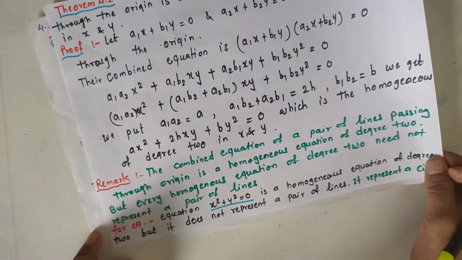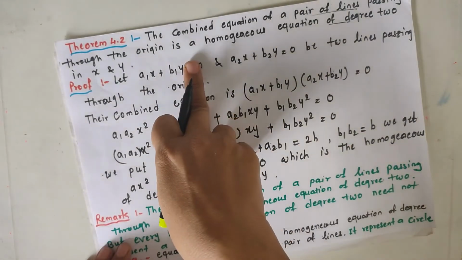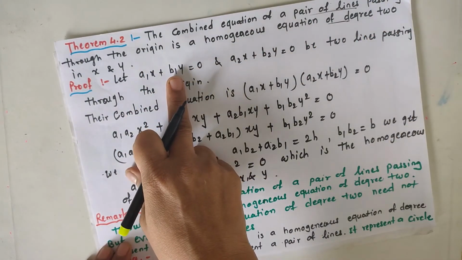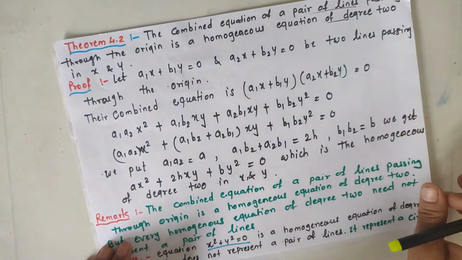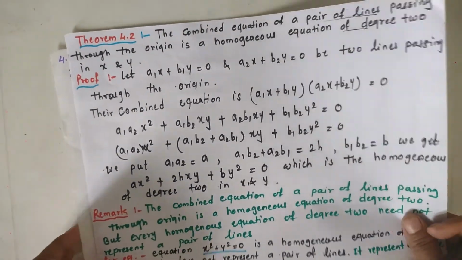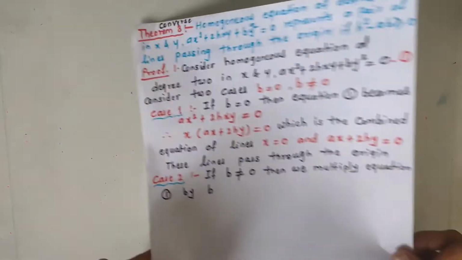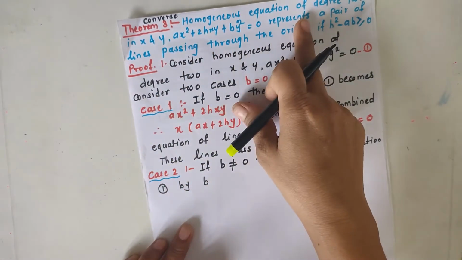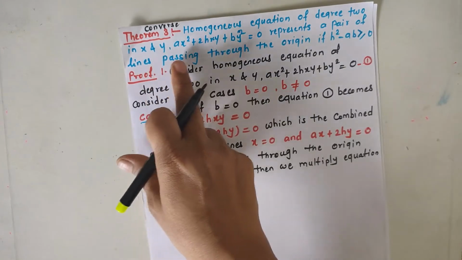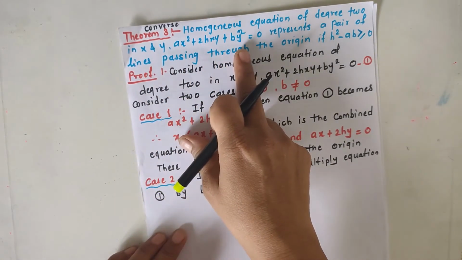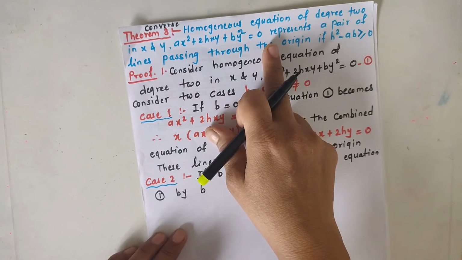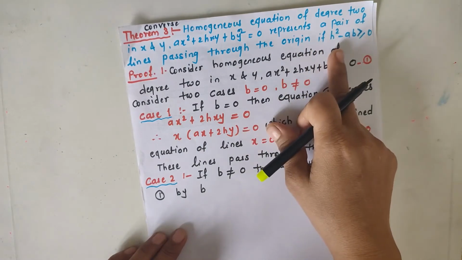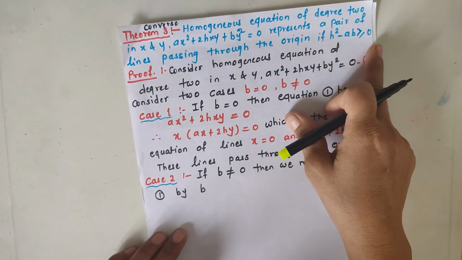So the next theorem is the converse of this theorem. Converse of this theorem is that a homogeneous equation of degree 2 represents the combined equation of pair of lines. So let's see the next theorem. Converse of the previous theorem. Statement is: homogeneous equation of degree 2 in x and y, that is ax square plus 2hxy plus by square is equal to 0, represents a pair of lines passing through the origin if the condition is h square minus ab greater than or equal to 0.